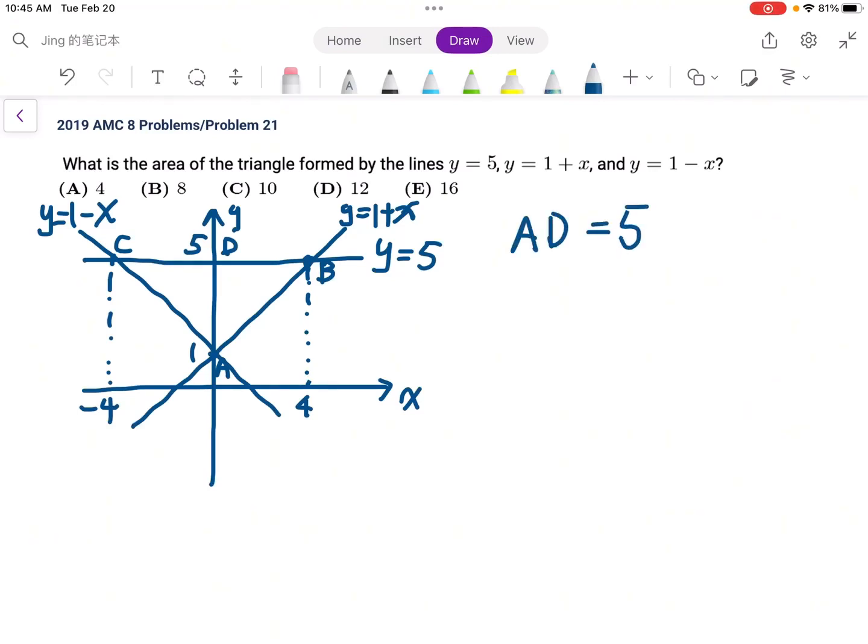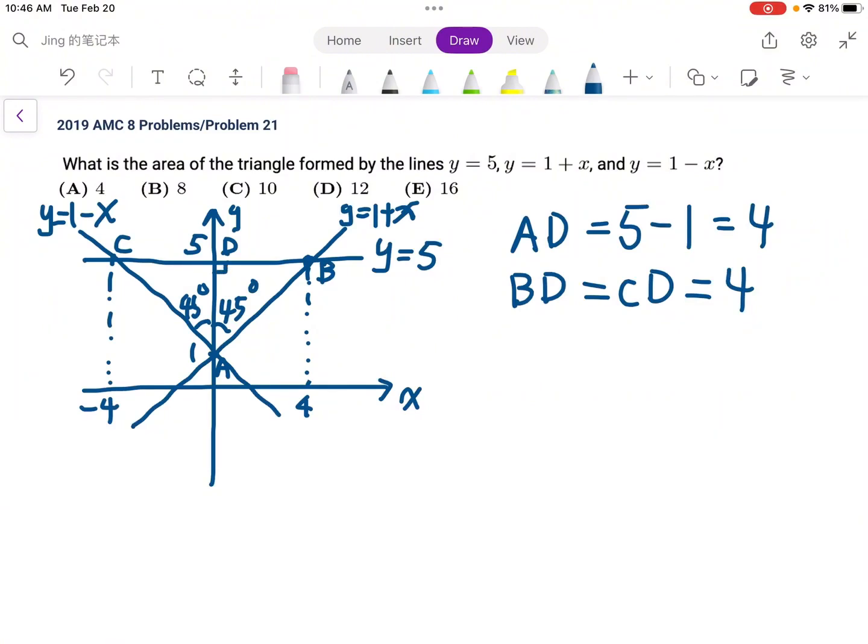So AD equals 5 subtract 1 equals 4, and BD equals CD equals 4. That means AD and BD are equal. So this angle is 45 degrees. And this also is 45 degrees. Therefore, this is perpendicular.